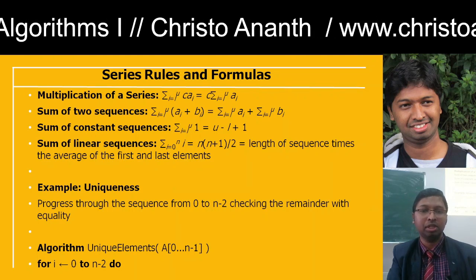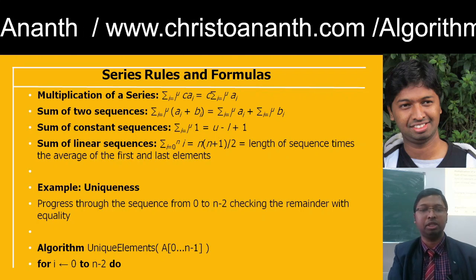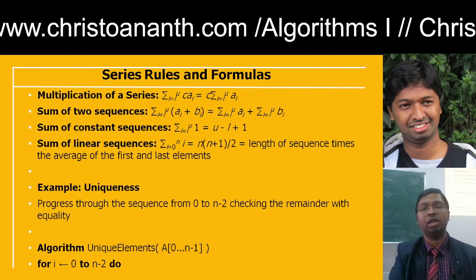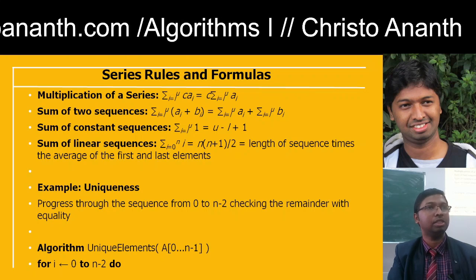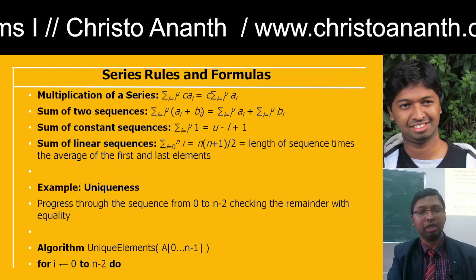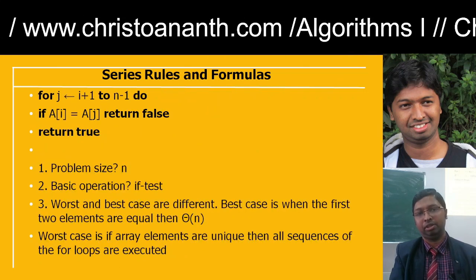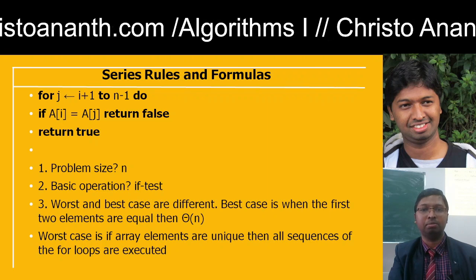Then you can check for uniqueness also. Maybe from 0 to n minus 2, you are going to check the remaining elements with equality, and for this you will have an algorithm. UniqueElements A[0..n-1]: for i equal to 0 to n minus 2, then you go with the do for loop. For j, again you initialize i plus 1 to n minus 1.